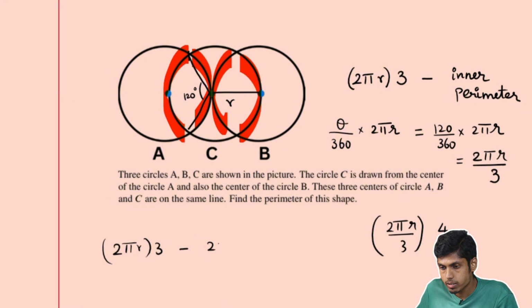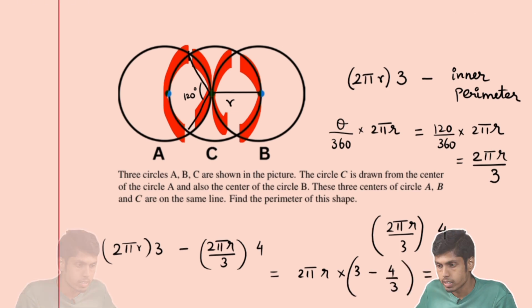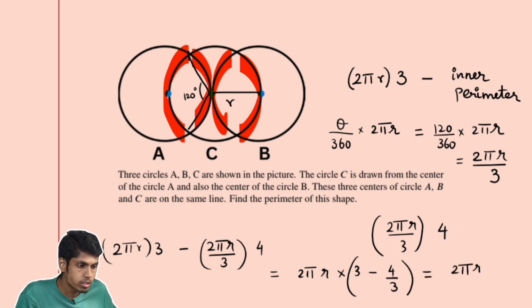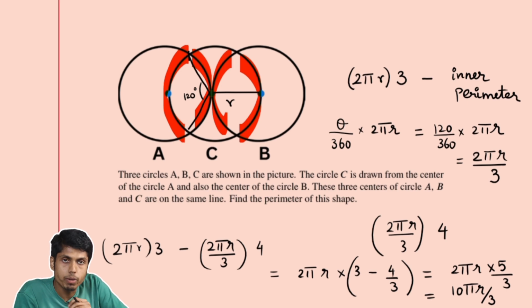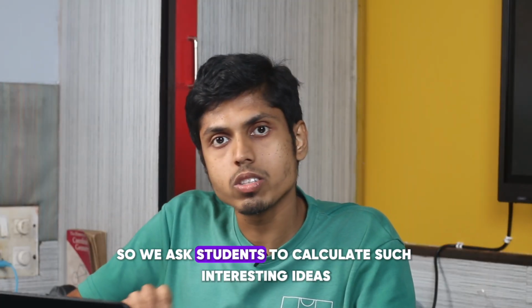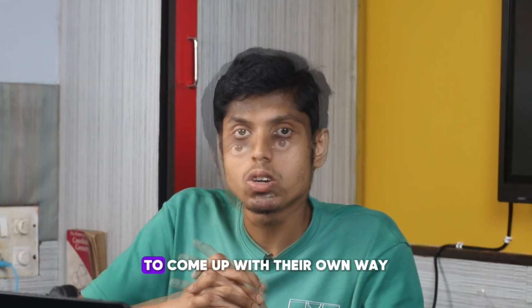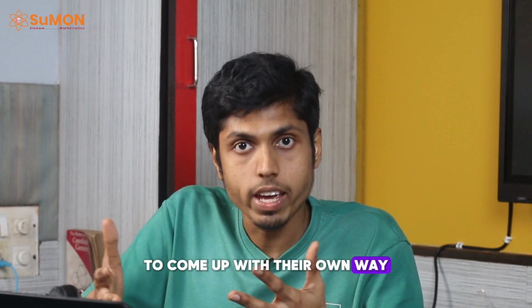So let's do that. This gives us 2 pi r times 3 minus 4 by 3, taking 2 pi r common, which gives you 2 pi r times 5 by 3. And that is 10 pi r by 3, which is the perimeter of this shape, that is this portion.